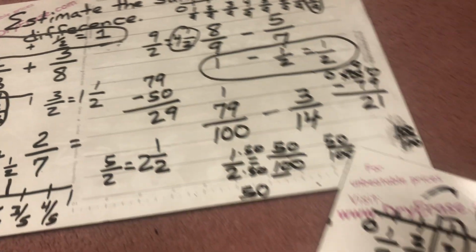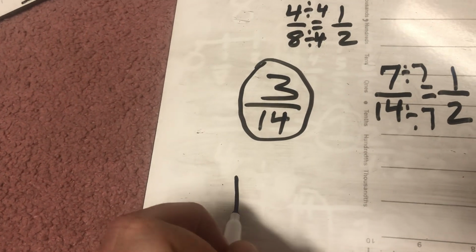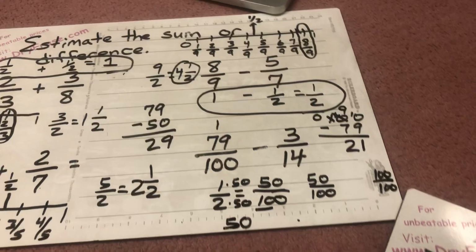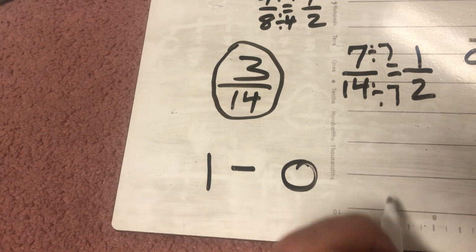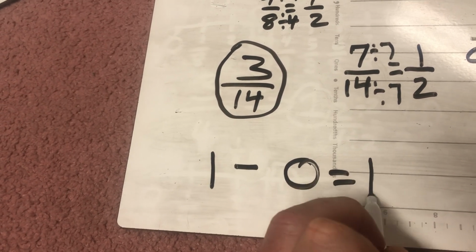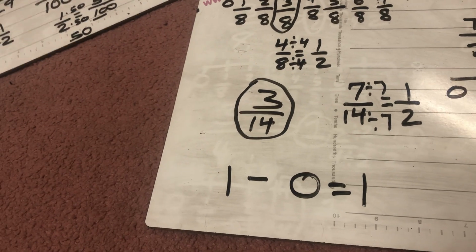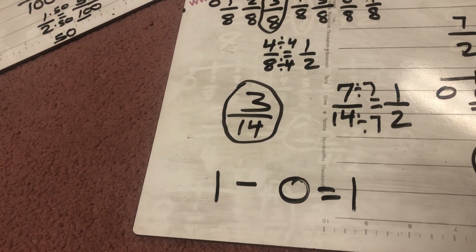Well, I figured out that my 79 over 100 was closer to 1. I figured out that my 3 over 14 was closer to 0. I double check. It's a subtraction problem. So I'm doing 1 minus 0, which equals 1. And that's what's happening today, 5th grade.